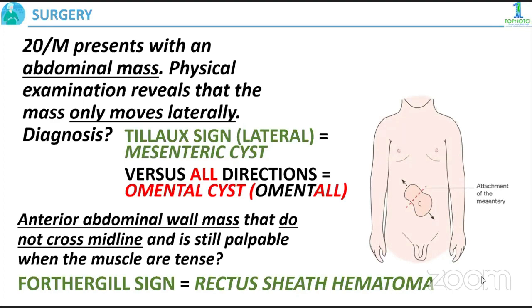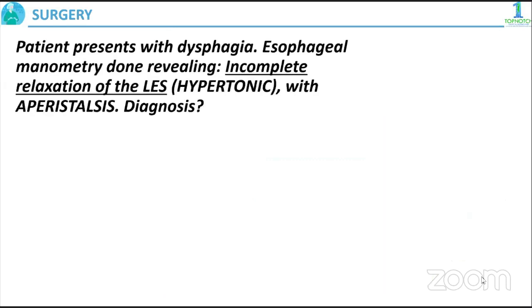Right? However, if the mass disappears, it means that the muscles have contracted and prevented the mass from being palpable. So it usually means that the mass is at the back. So it's a negative Fothergill sign. It's not rectus sheath hematoma. But if it's persistent, if it's there, that's a rectus sheath hematoma and a Fothergill sign, right?